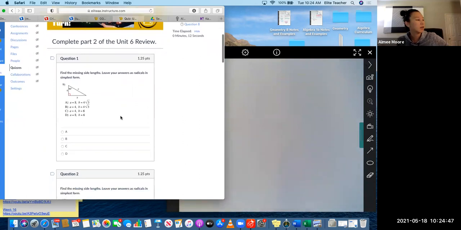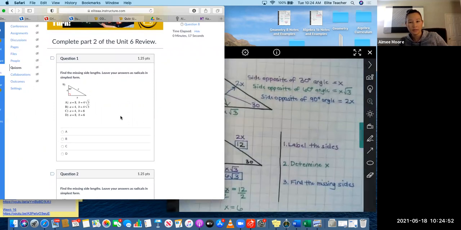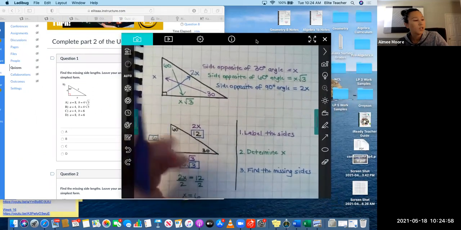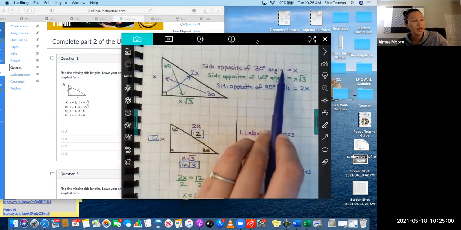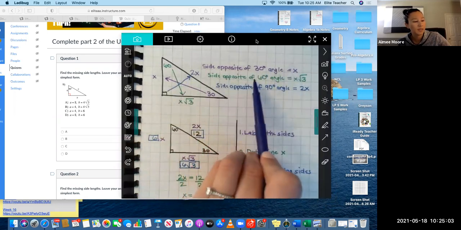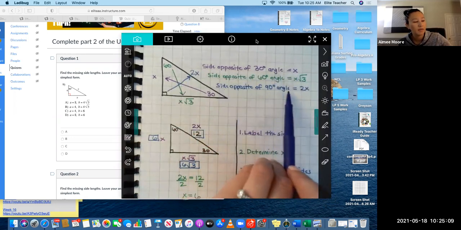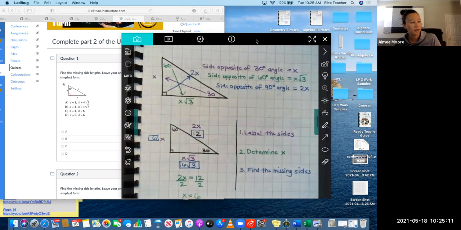Okay, so now this is getting into our special right triangles. So 30, 60, 90 first. So remember that the side opposite of the 30-degree angle is x. The side opposite of the 60-degree angle is x times the square root of 3. And the side opposite of the 90-degree angle is 2x. So the first thing we do is label the sides, with x, 2x, and x times the square root of 3, and then we can determine x, and then we can use that to find the other missing sides.